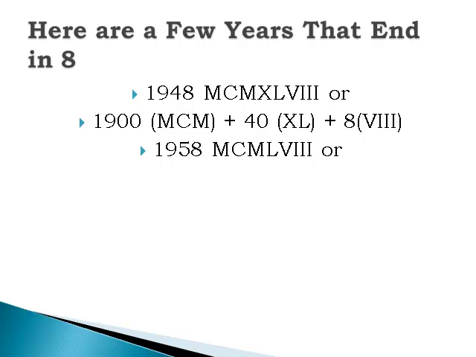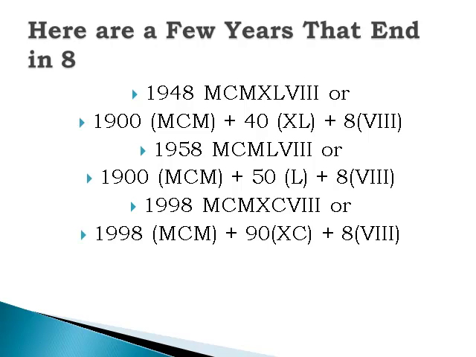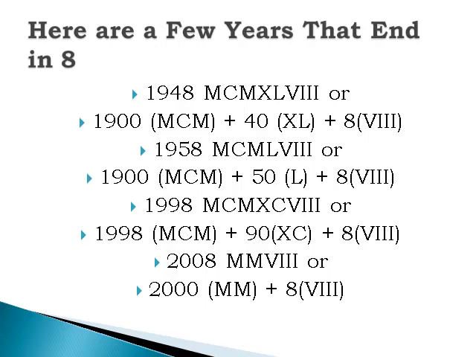1958, there's no 10 being subtracted from the 50 as in the XL above, but 1958 then becomes MCMLVIII, where it's 1900 plus 50 plus 8. 1998, a little more tricky, MCMXCVIII. Since that says 1998, it should be 1900 MCM plus 90, which is XC, 10 subtracted from 100, plus 8. And 2008 is simply MM plus 8, VIII.